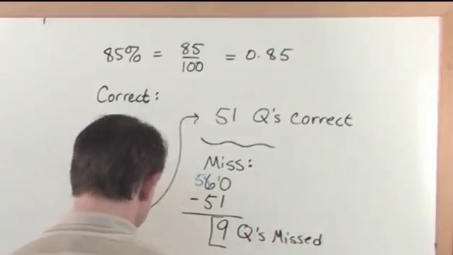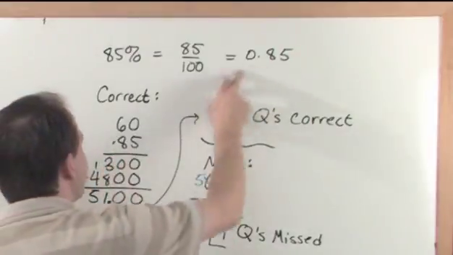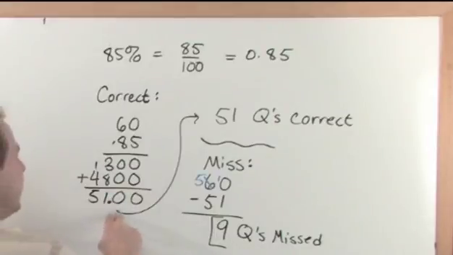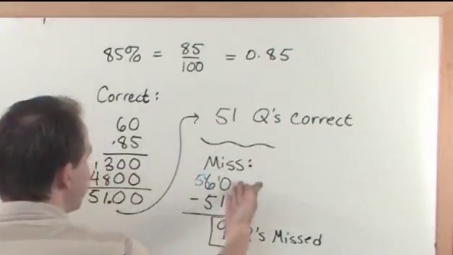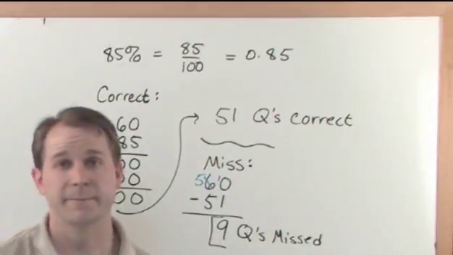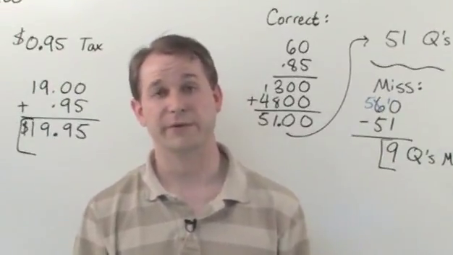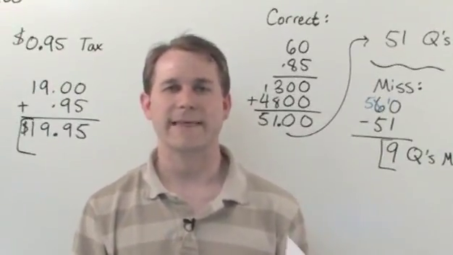So this is really useful stuff. Here you have 60 questions on a test. You score a grade of 85, which is 85%. And we multiplied by 85% in terms of the decimal to find out how many questions he got correct. And then after we knew how many he got correct, we subtracted from the number of questions on the test to find how many he actually missed. So this section concludes our word problems with percents. And you can see it's really not that difficult.